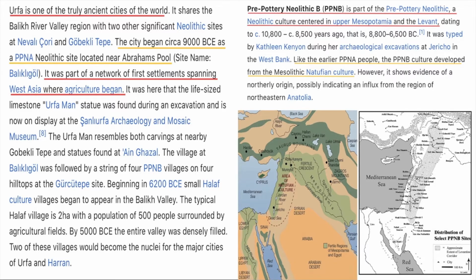And just so you know, PPNB, or pre-pottery Neolithic B, is part of the pre-pottery Neolithic, a Neolithic culture centered in Upper Mesopotamia and the Levant. Now here's the kicker. Like the early PPNA people, the PPNB culture developed from the Mesolithic Natufian culture. So it's likely that the people who built Ur would be descendants of Natufians. As you can see down below is the region of the Natufian culture going from Sinai and the Negev all the way up into Syria. And here is the pre-pottery Neolithic B site, again going from the Negev all the way up into Syria.